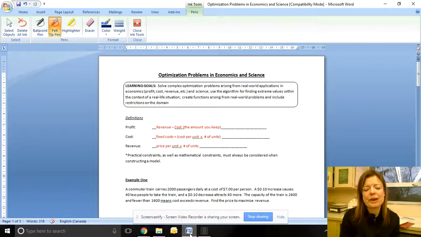Hi class, so now you've had some practice working on optimization problems. So now we're going to get into optimization problems in economics and science. Most of these will have to do with profit and cost. But you can see our learning goals. We have real world applications. We're going to be using the same algorithm. It's just that the type of question you're being asked will be slightly different.